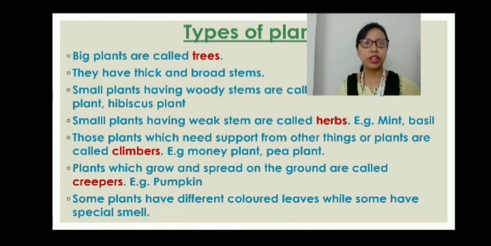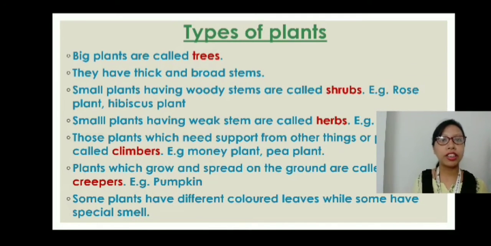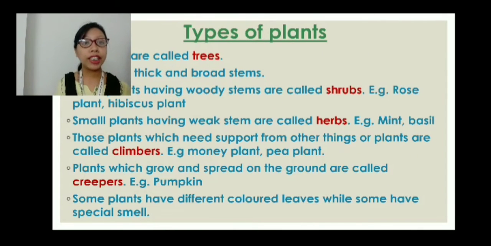Then we will come to the types of plants. So we have discussed that big plants are called trees and they have thick and broad stems. Then we have talked about the small plants. Small plants having woody stems are called shrubs. For example, rose plant and hibiscus plant. Then small plants having weak stems are called herbs. So small plants having woody stems are called shrubs, and small plants having weak stems are called herbs.